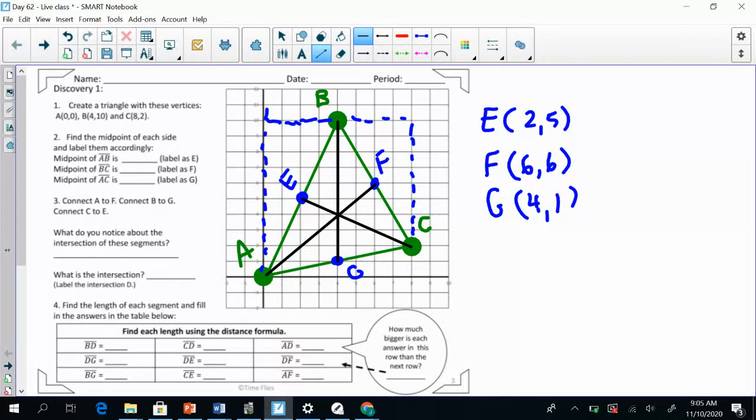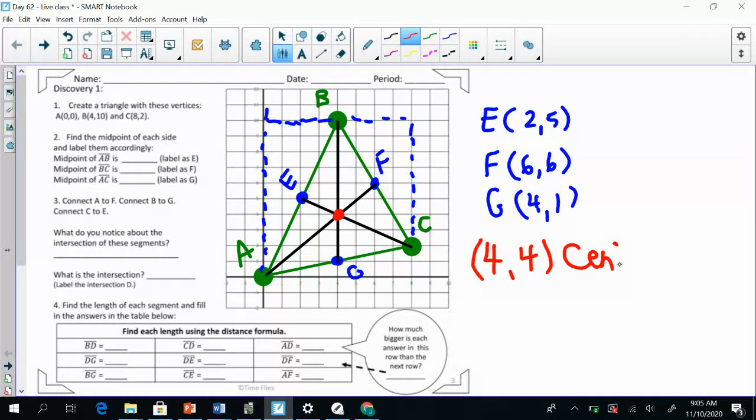Well, you know about the intersection of the segments. Hopefully you can see that the intersection is right here. So there would be 4, 4. And since they're medians, that's going to be your centroid. As far as the types of questions I've seen in the past, centroid is one of the most popular, and I think it's probably the one most students mess up.